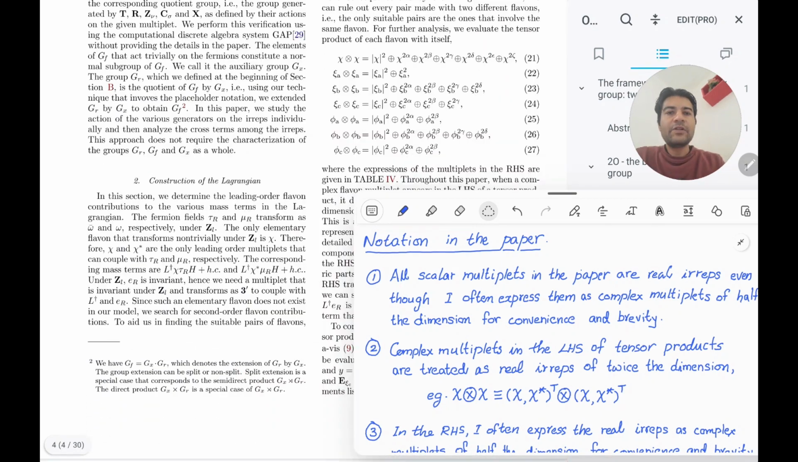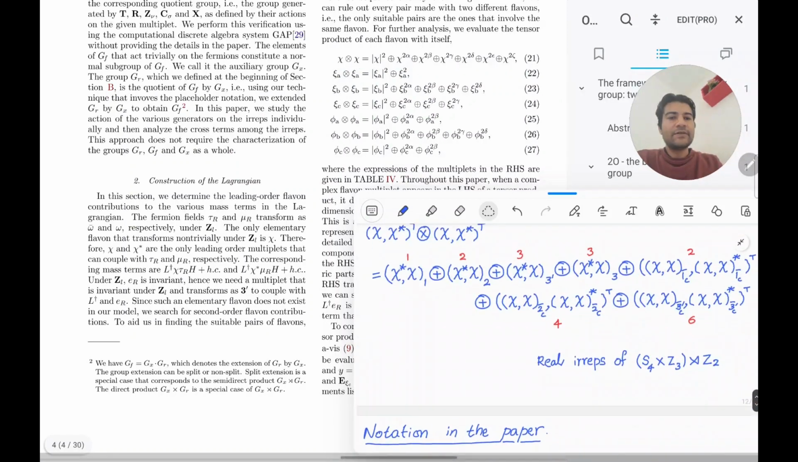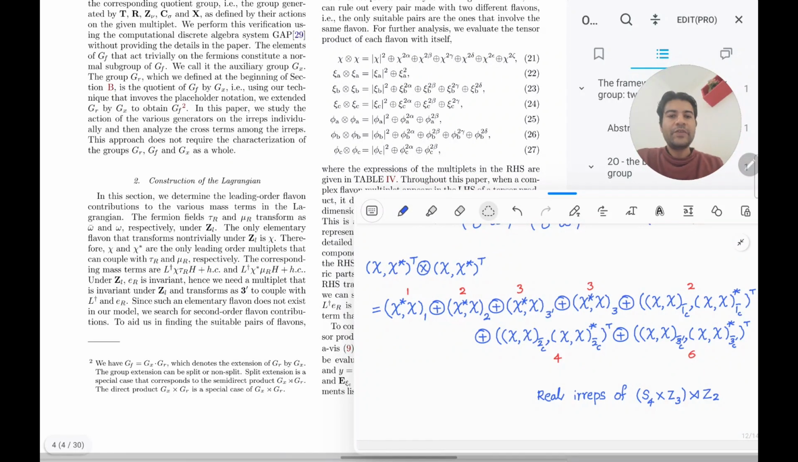Please have a look at equation number 21. So we have chi cross chi. This is in fact chi chi star cross chi chi star. So what do we obtain from this tensor product that we showed here? We have 1, 2, 3, 4, 5, 6, 7 irreps in the tensor product, and these 7 irreps are shown here: 1, 2, 3, 4, 5, 6, 7 irreps. So this equation is exactly equation number 21.